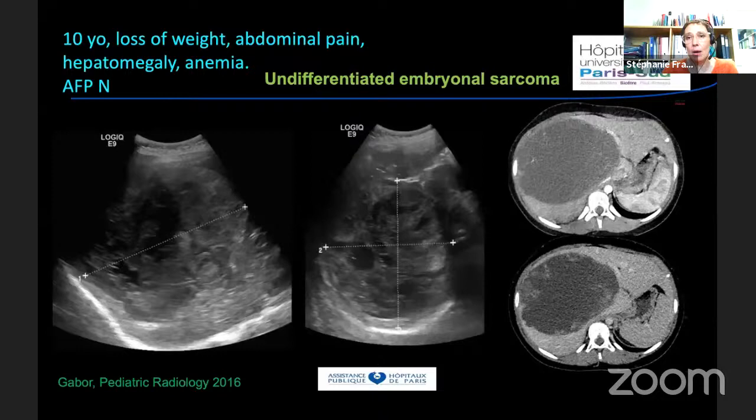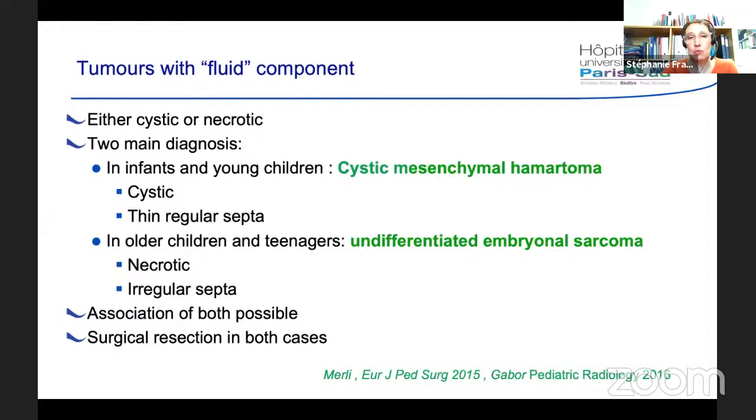Those two are the type of tumors with a fluid component. Are they really cystic? If it's really cystic in a young child, it's a cystic mesenchymal hamartoma. In older children and teenagers, if it's more necrotic with irregular septa, then it's undifferentiated embryonal sarcoma. You have to know that those two pathologies may be associated, and the treatment is surgical resection in both cases.